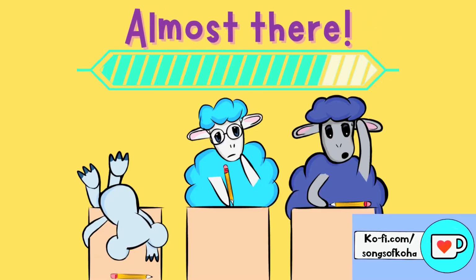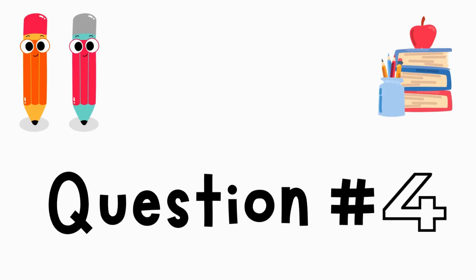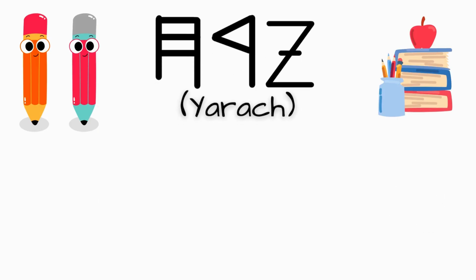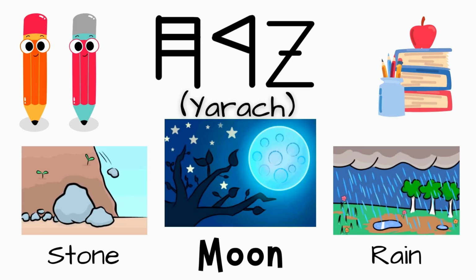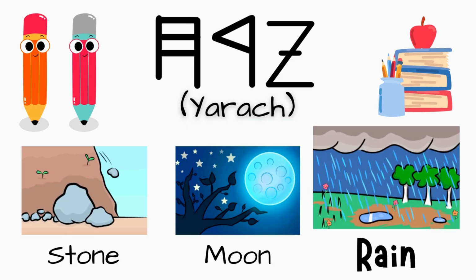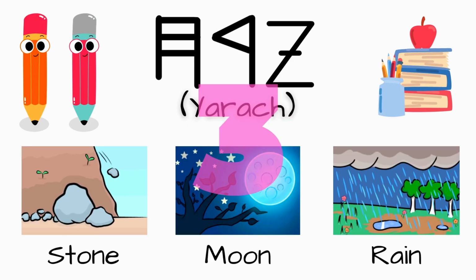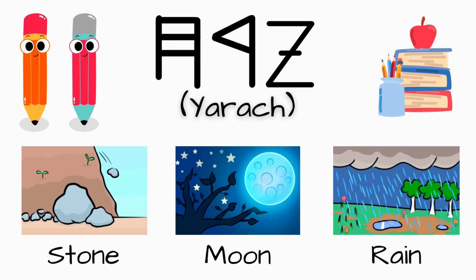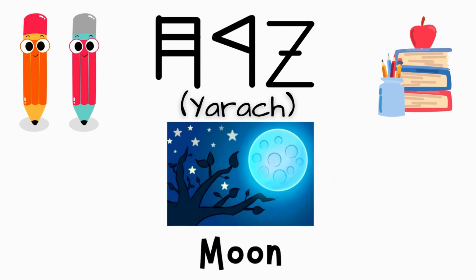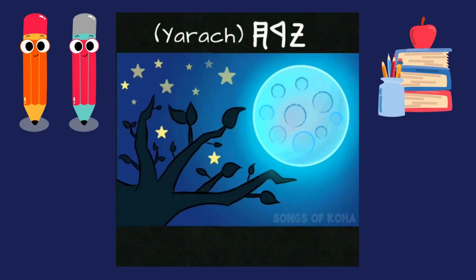You're doing a great job. We're almost done. Question number 4. Yarak. Does yarak mean stone, moon, or rain? Yarak means moon. Yarak.